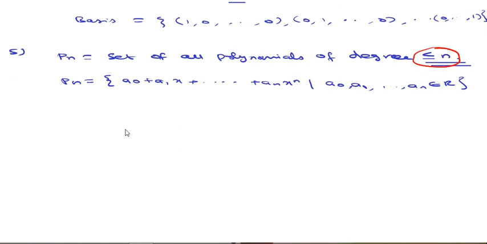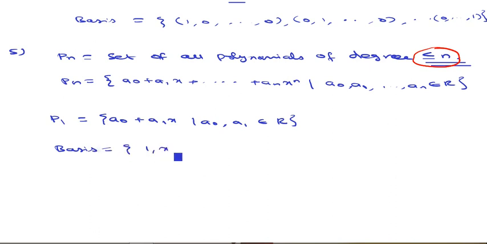Now let us find the dimension of this. First let us consider P1. P1 will consist of elements of the form a0 plus a1x, where a0, a1 are real numbers. Before writing the dimension, we will write the basis. The basis is 1 comma x. Using these two elements, we can construct any element of P1.